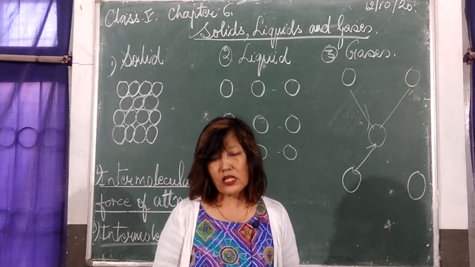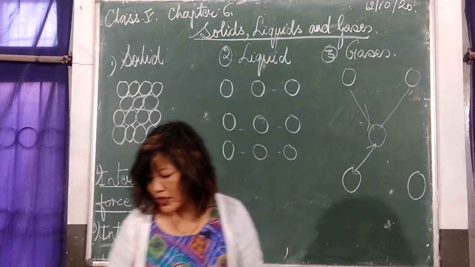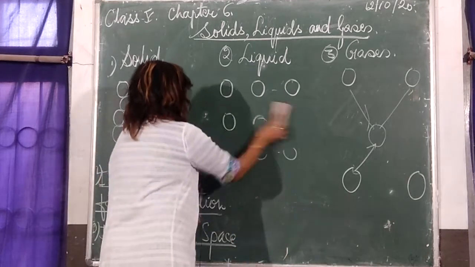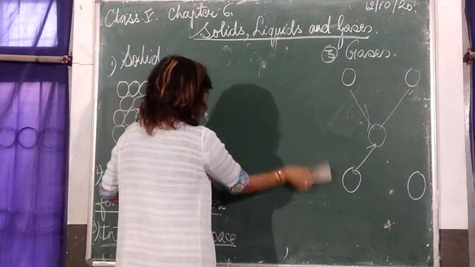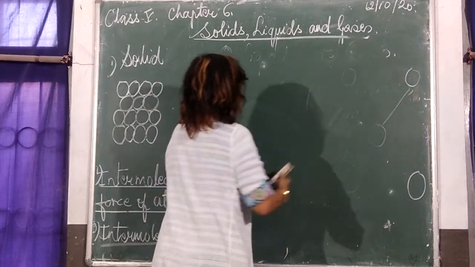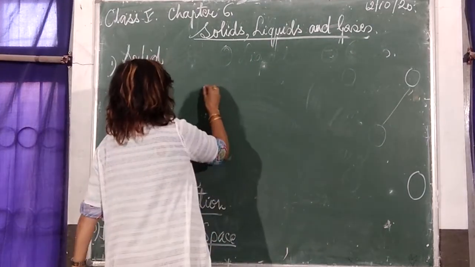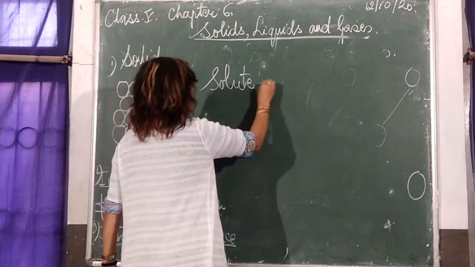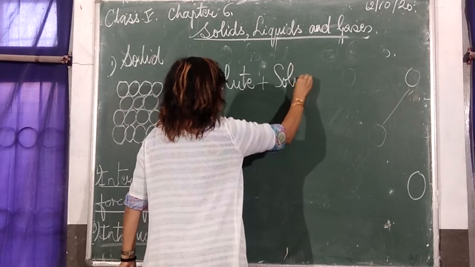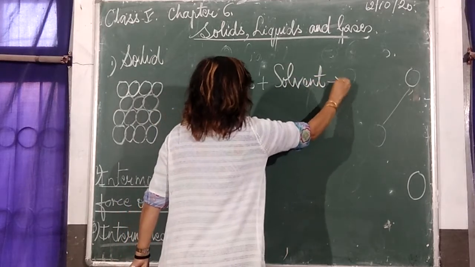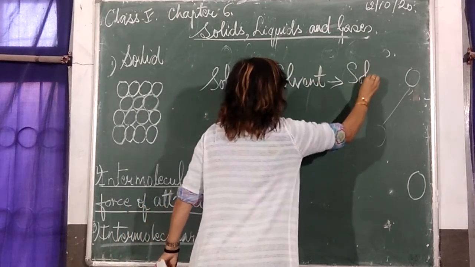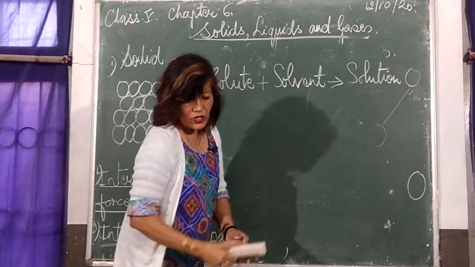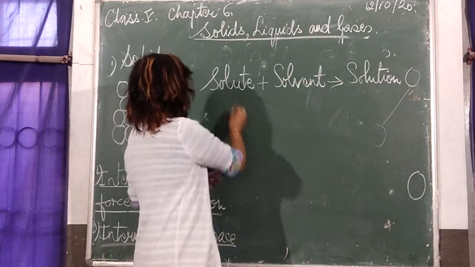Now comes solution. What do you mean by the word solution? Before you learn the term solution, you must first learn two terms: one is solute, the other one is solvent, and the third word is solution. Is that clear? So what is solute?